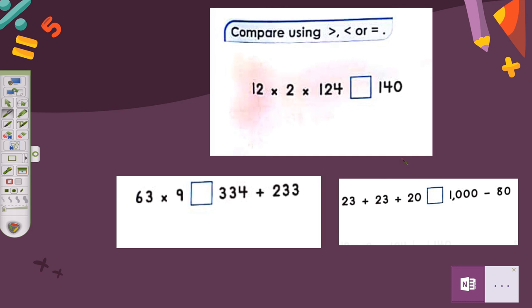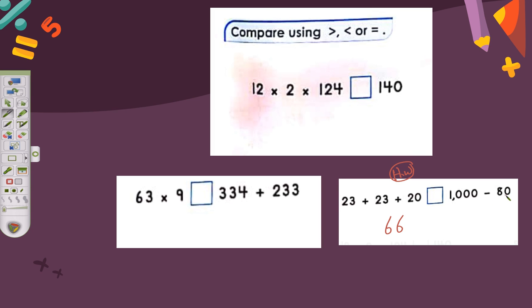Now, which was a homework, the last one here. 23 plus 23 plus 20. 3 plus 3 plus 0 equals 6. 2 plus 2 plus 2 equals 6. So 66. Now, the right side.